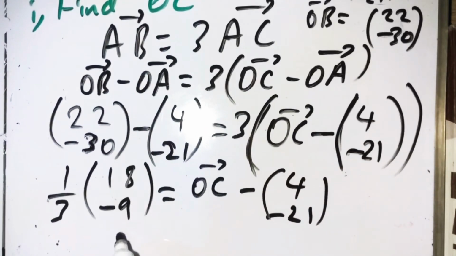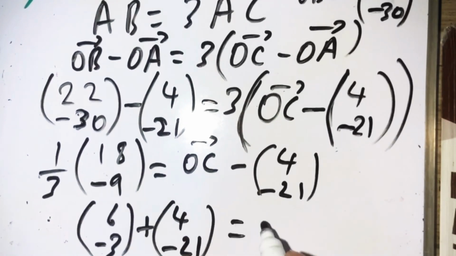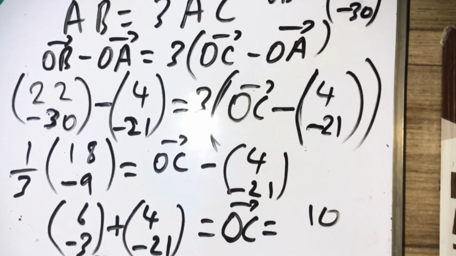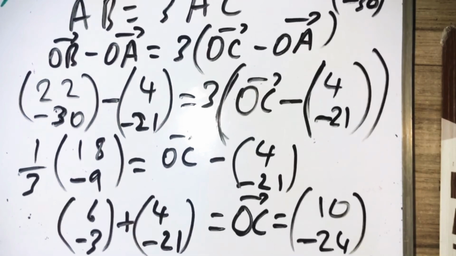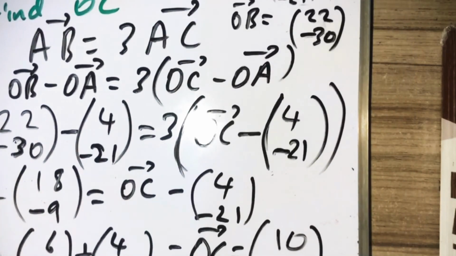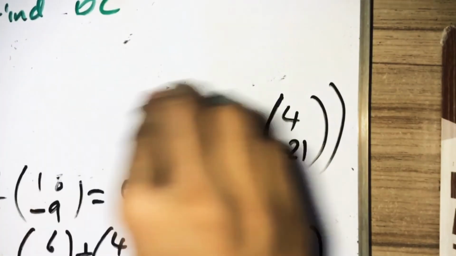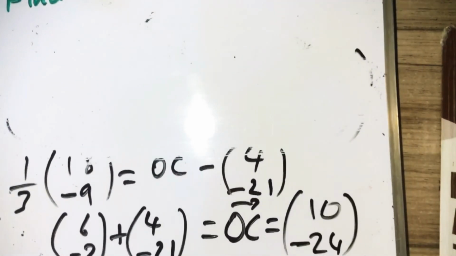18 into 1 upon 3 is 6, and minus 9 into 1 upon 3 is minus 3, plus (4, -21) equals OC. This equals 6 plus 4 is 10, minus 3 minus 21 is minus 24. So this is OC. In the form of i and j, we can write OC as 10i minus 24j.